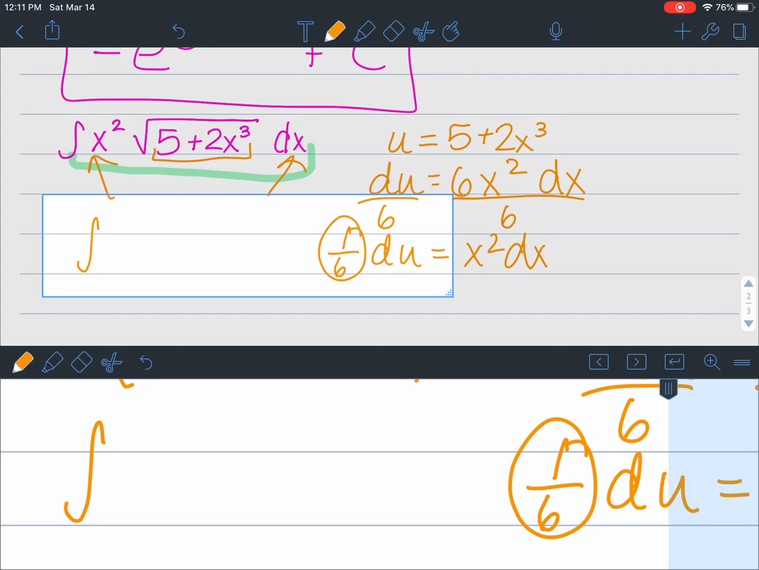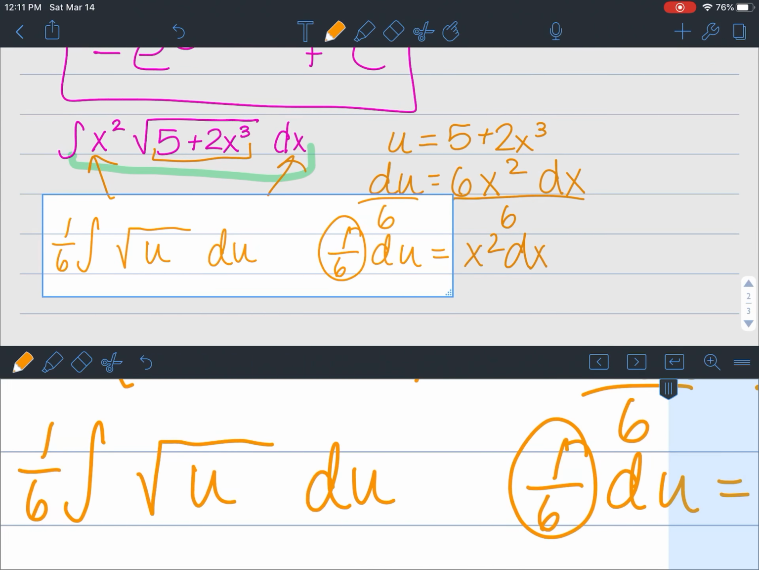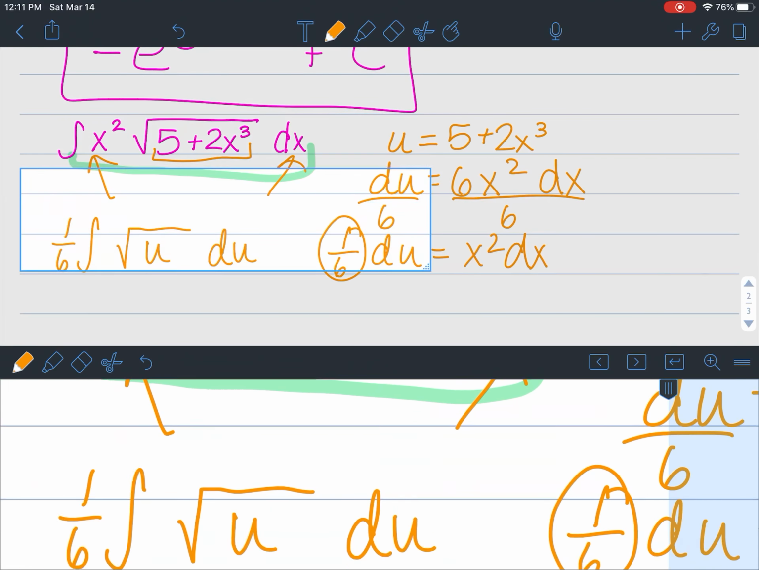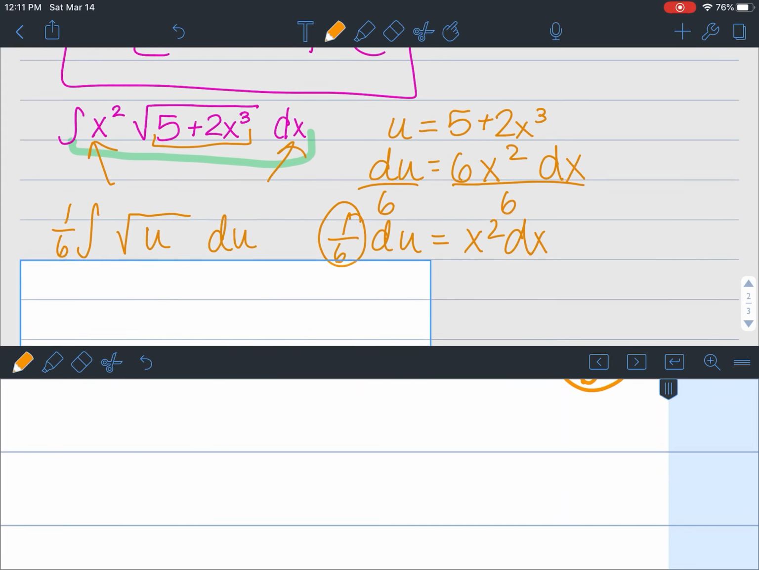I'm going to take this 1/6 and put it out front because it's going to get in my way. And then the x squared and the dx is getting replaced by the du with the 1/6, but I already have that there. And then the function that's in the integral is just the square root of u. And look at how much simpler you just made that. This was a mess. This is adorable.